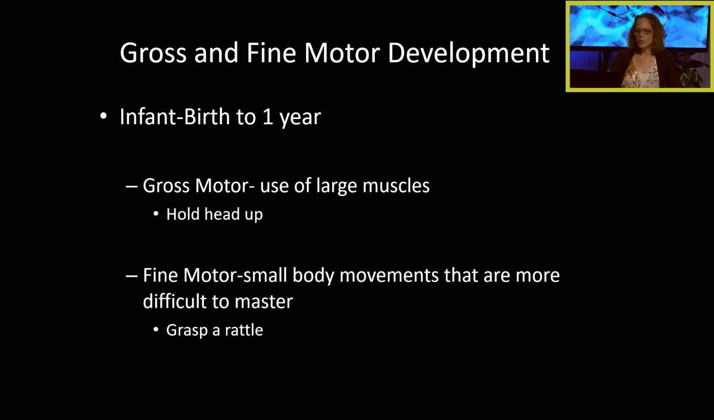When we're talking about gross and fine motor development from infant to 1 year, we can give some examples. Gross motor is use of large muscles, in other words, holding their head up. And fine motor would be small body movements that are more difficult to master, like grasping a rattle. That is the difference between gross and fine motor.